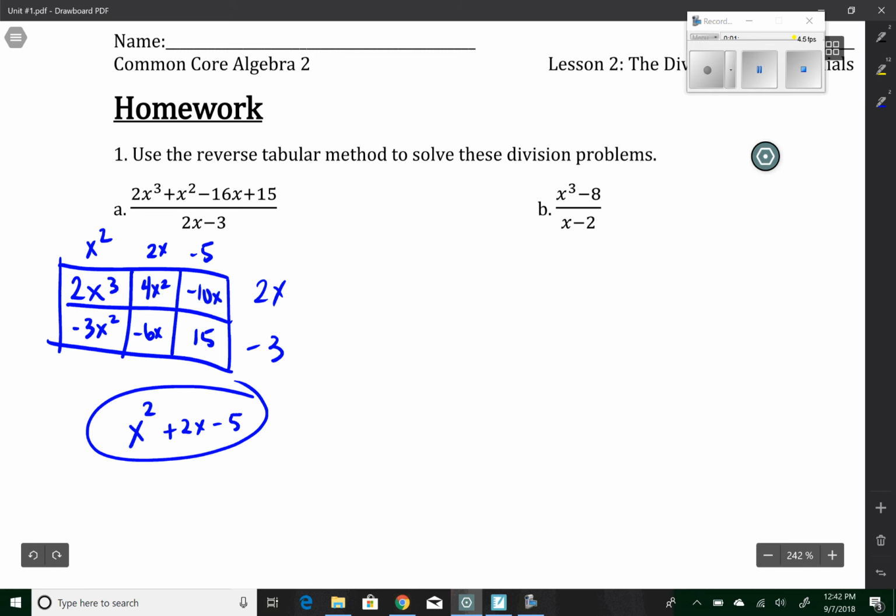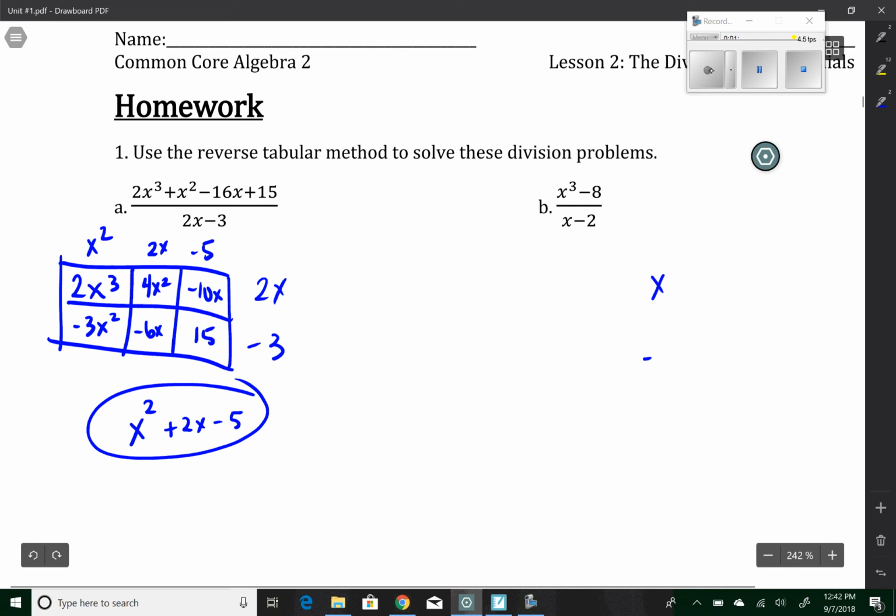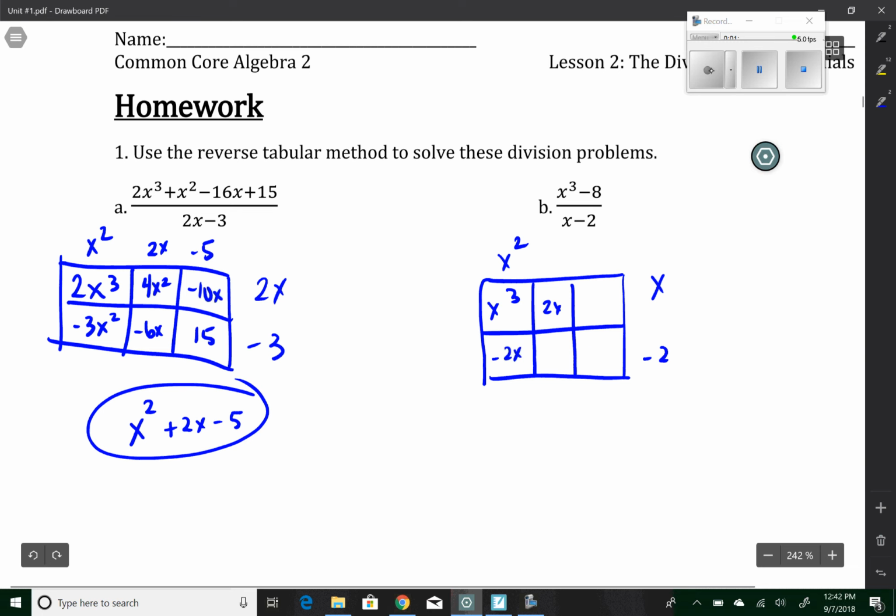For part B, we have x and negative 2 off to the side, so now I'm going to have 2 rows. First thing I want to create is x cubed. So I'm going to multiply by x squared there, which makes this negative 2x squared. But I don't have an x squared term, so I'll put 2x there, which makes this 2.